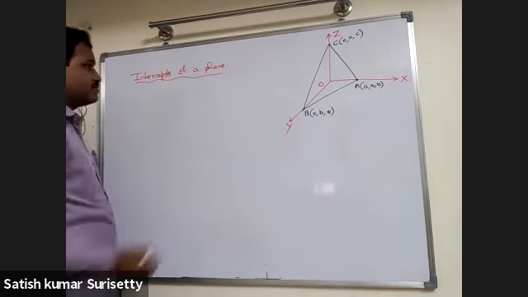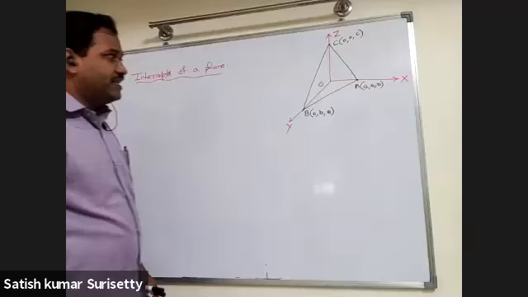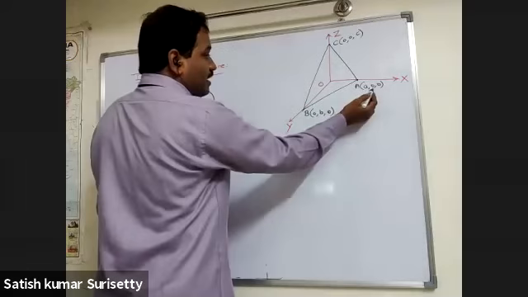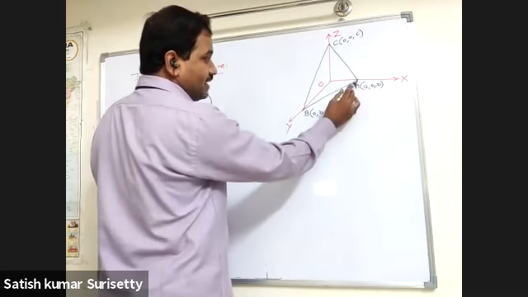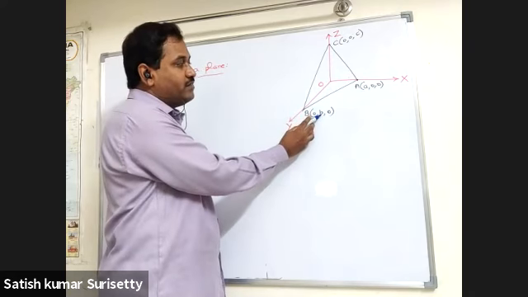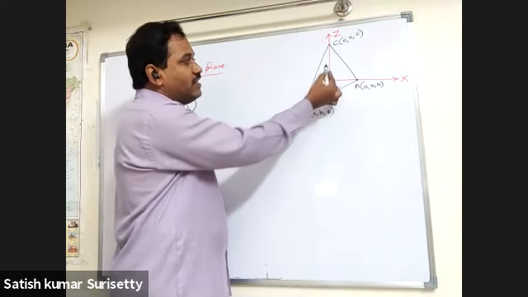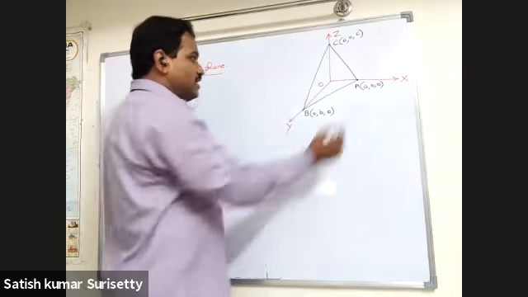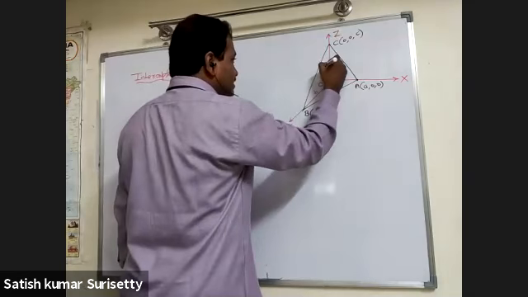Intercepts of a plane. How to define x-intercept, y-intercept and z-intercept? If a plane intersects the x-axis at (a, 0, 0), then the x-coordinate of the point of intersection of the plane with the x-axis is called the x-intercept. In the same manner, the y-coordinate of the point of intersection of the plane with the y-axis is called the y-intercept, and the z-coordinate of the point of intersection of the plane with the z-axis is called the z-intercept. That means here a is the x-intercept, b is the y-intercept and c is the z-intercept.